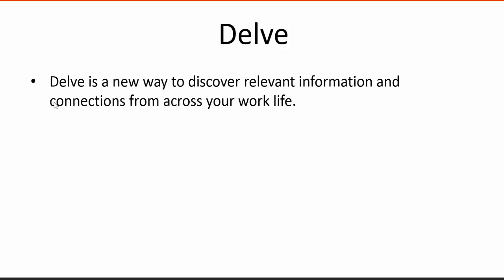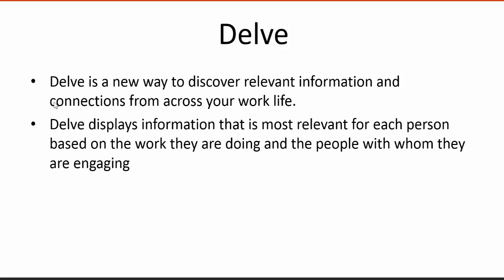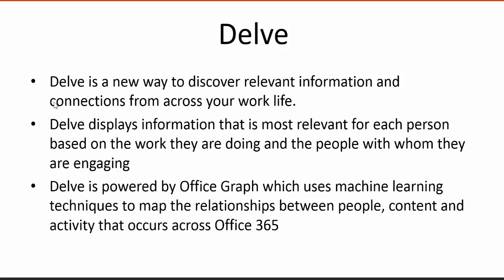Well, the next thing in here is Delve, which is a new and very important thing in Office 365 search. Delve is a new way to discover relevant information and connections from across your work life, and I'm going to demo that to show you how it works. Delve displays the information that's most relevant for each person. Based on the work you are doing, the people you are engaged with, and your organization, you can see the relevant information that can help you in your business.